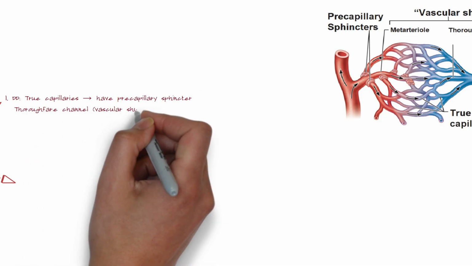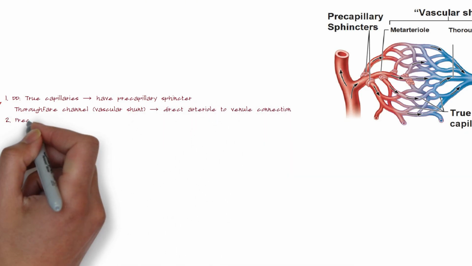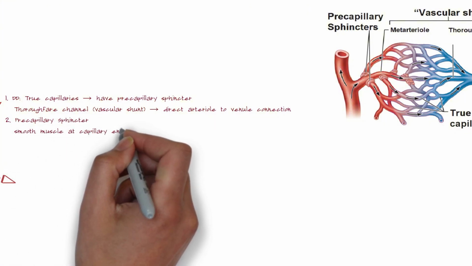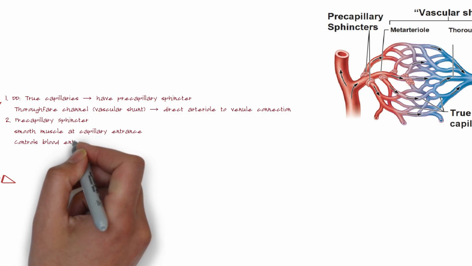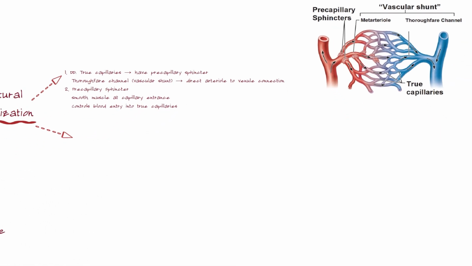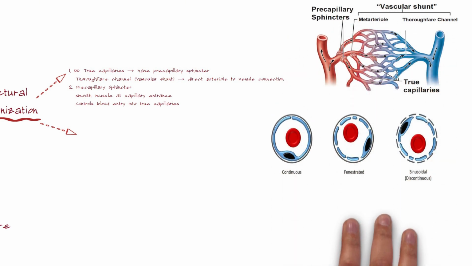The second type of capillary is the thoroughfare capillary, and this allows direct movement of the blood from the arteriole to the venule, so the blood can bypass the true capillary when the exchange is not needed. Let's talk about the capillary wall structures. We have three types of capillary.